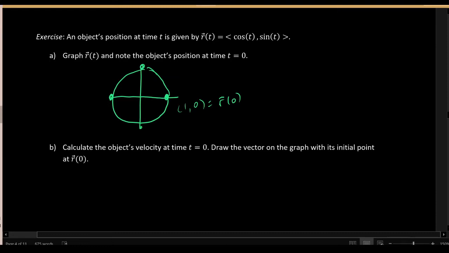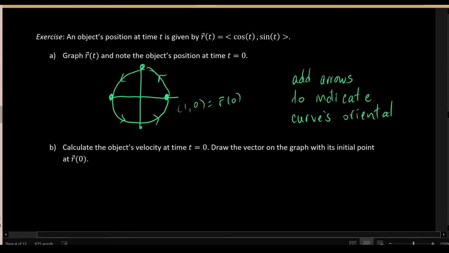So let's also recall that a graph of a vector-valued function isn't complete unless we add some arrows to indicate the orientation of the graph, to indicate the direction in which the graph is traversed. I'm just going to write this word down, orientation, because this is a pretty commonly used word to refer to the direction along which the graph is traversed.